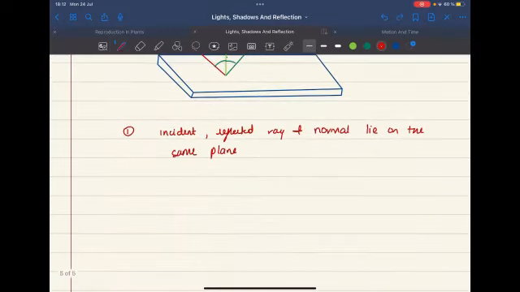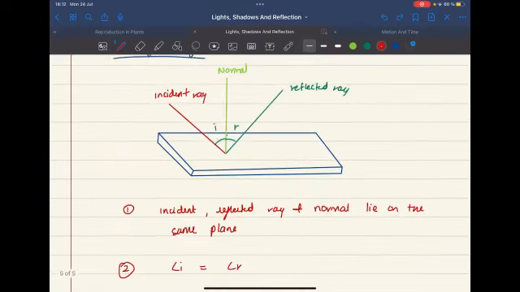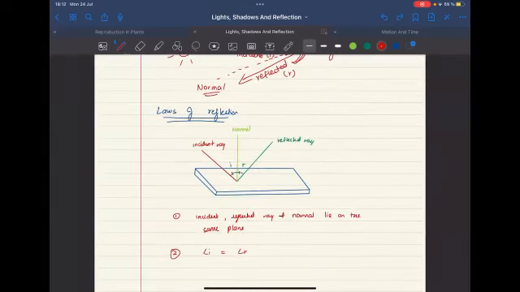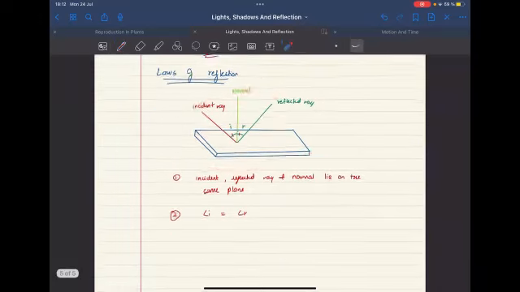Second, the angle of incidence is equal to the angle of reflection. So these two angles are equal. These two are the important laws of reflection. When you're noting it down, please draw this diagram also and note it down. Only then will it be easy for you to study.